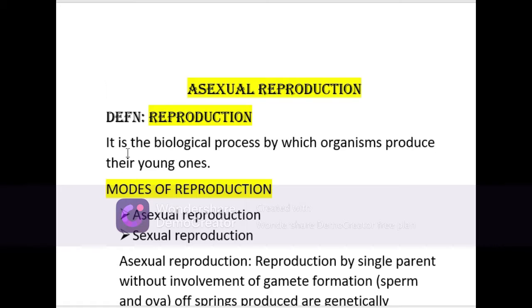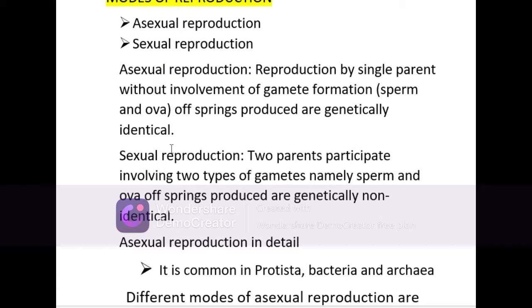Reproduction. What is reproduction? It is the biological process by which organisms produce their young ones. Modes of reproduction. Two modes are there. One is asexual, the other is sexual mode. Asexual reproduction is reproduction by a single parent without the involvement of gametes. Offsprings produced are genetically identical.